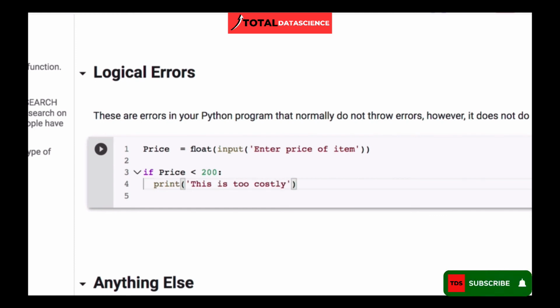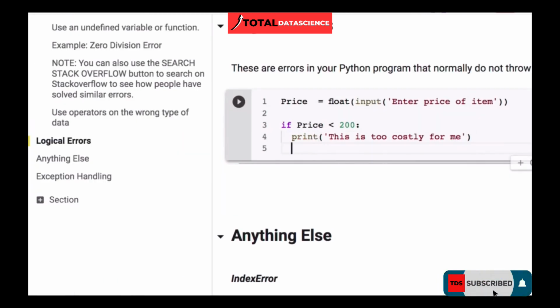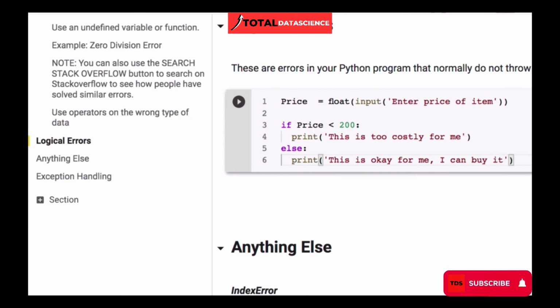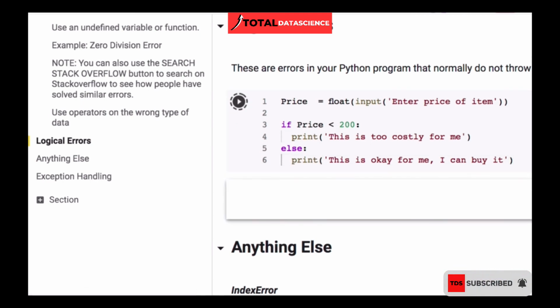All right, this is too costly for me. Otherwise, if the price is below my budget, then I can print out, this is okay for me, I can buy it. So if the price is below $200, then I can buy it. Otherwise, if the price is above $200, then I cannot buy it. So let's run this one and see.